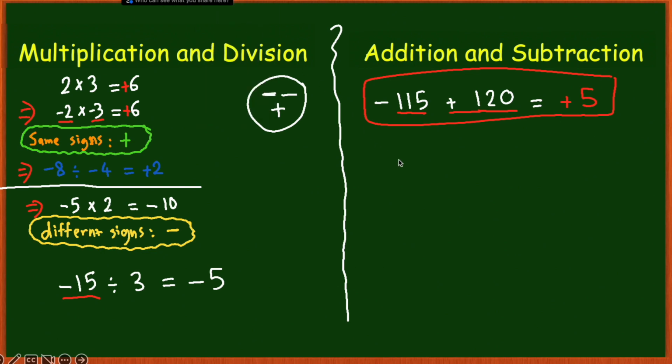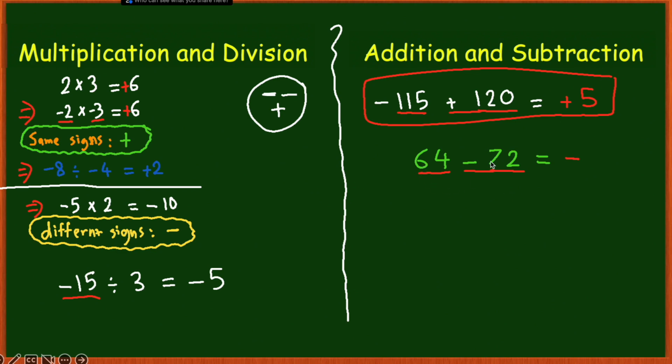Okay, another example. Let's say that we have 64 minus 72. Same questions. Different signs, right? We need to look at the digits themselves. Which one is greater? 72 is greater. What's the sign of 72? It's a negative number. So because it's the greater one and it has a negative sign, the answer will definitely have a negative sign.